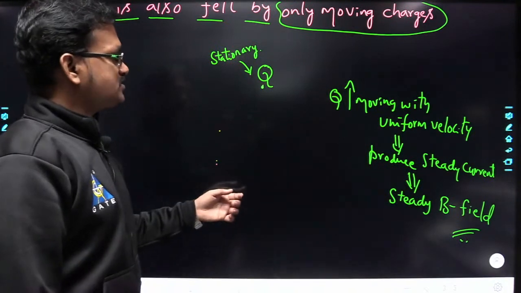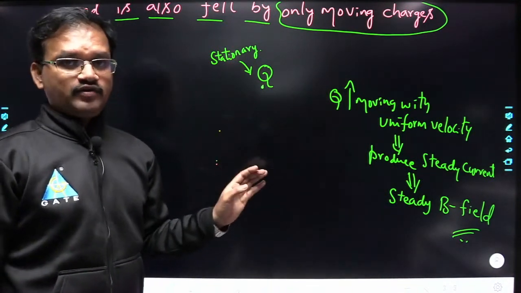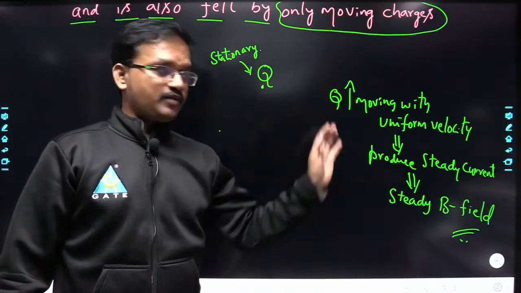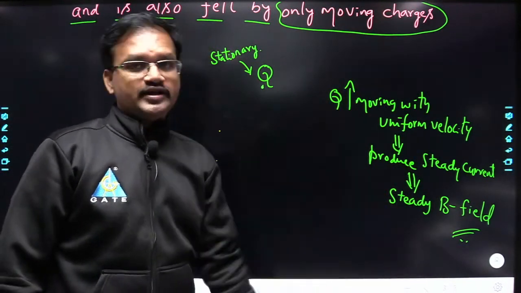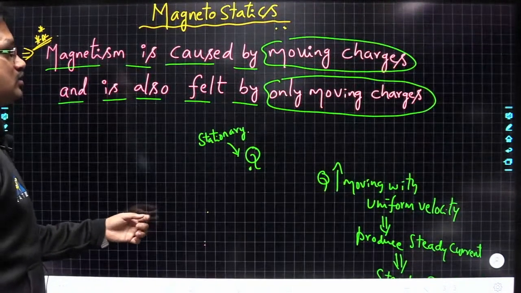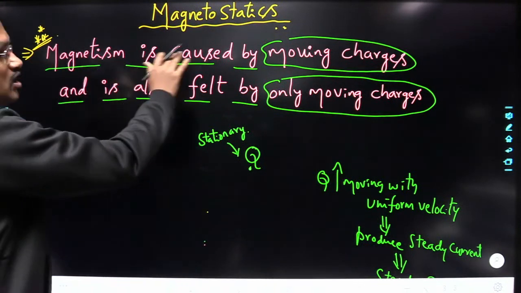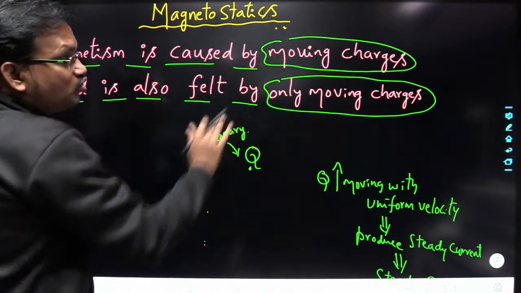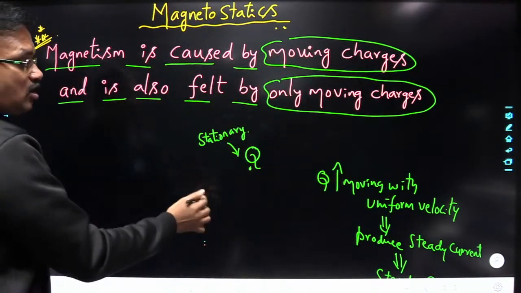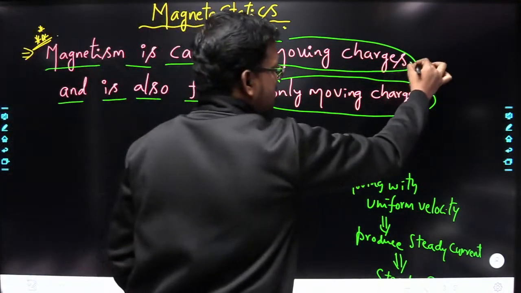Okay, so that means a stationary charge cannot produce any magnetic field, whereas a moving charge can produce a magnetic field. Understood? So that's what this statement means. What I am saying here is that magnetism is caused only by moving charges. Magnetism cannot be caused by a stationary charge. Understood? Okay, so this is completed.